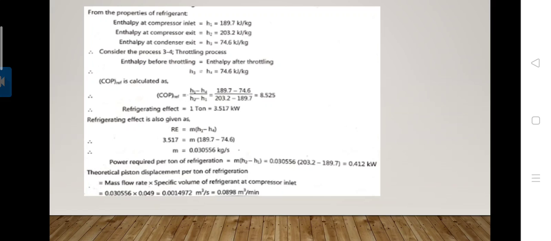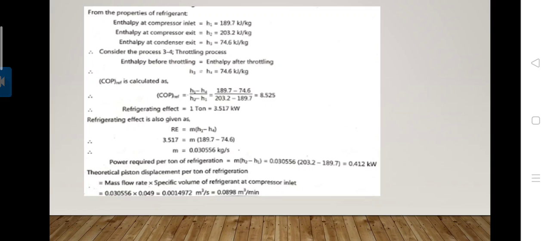For that purpose, first we note down the properties of the refrigerant: H1 is equal to 189.7 kilojoule per kg, H2 is equal to 203.2 kilojoule per kg, H3 is equal to 74.6 kilojoule per kg. For the throttling process, enthalpy before throttling is equal to enthalpy after throttling. That's why H3 is equal to H4, that is 74.6 kilojoule per kg.